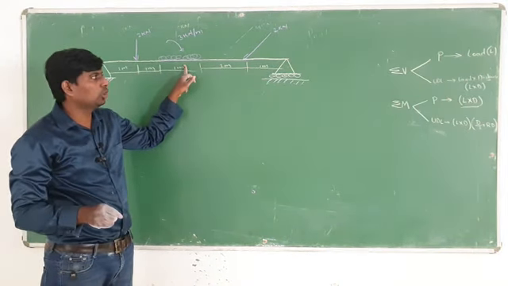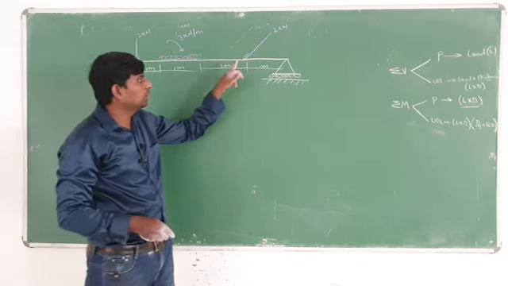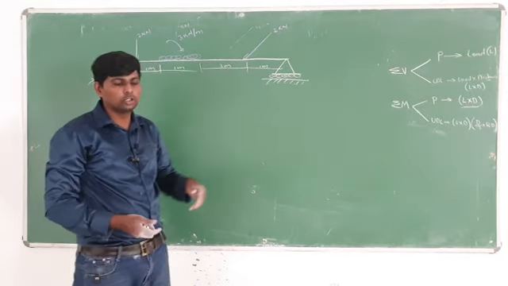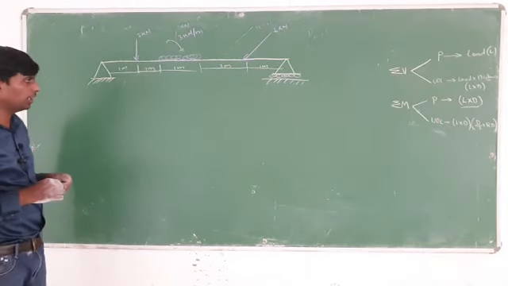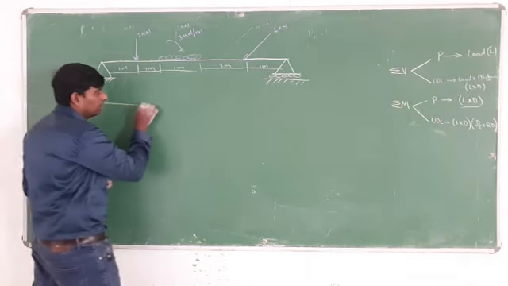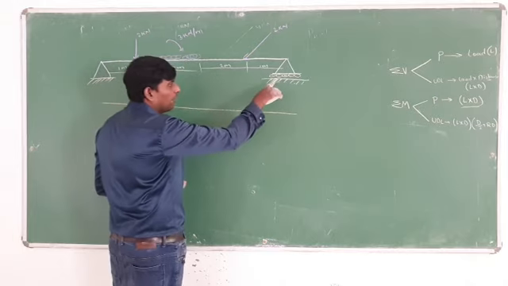UDL load means uniform distributed load, and this one is known as the inclined load. So first, you have to draw the diagram and convert this one. Again, the same beam I am drawing here.